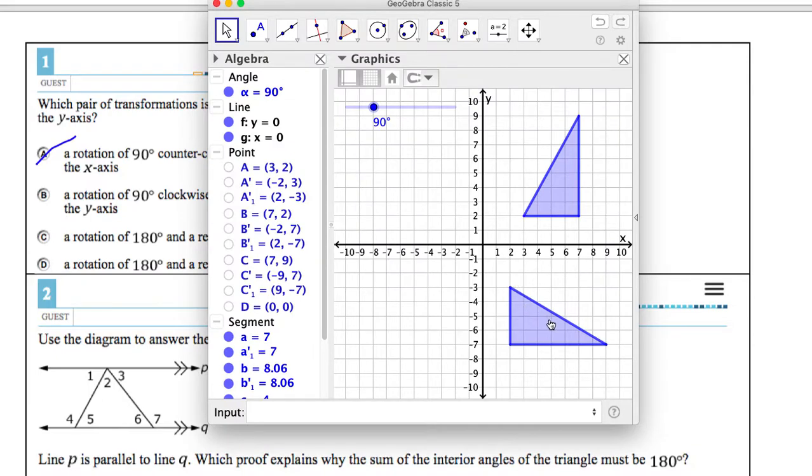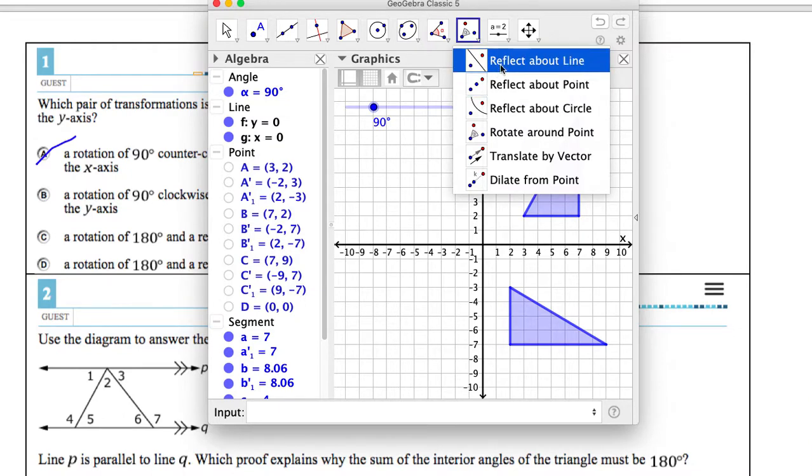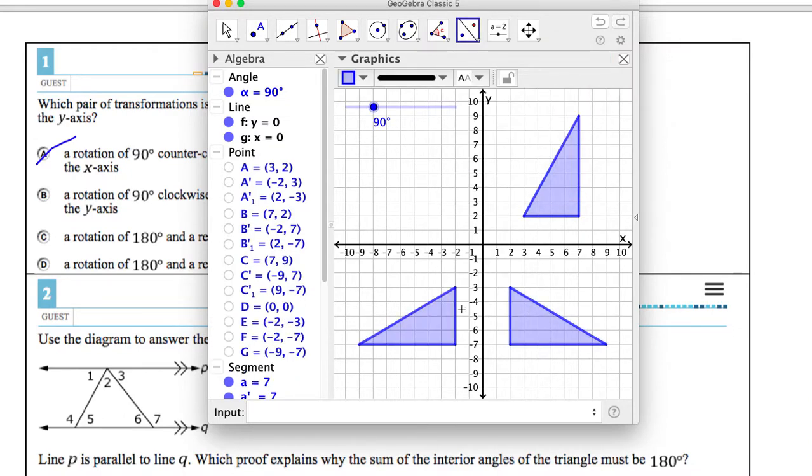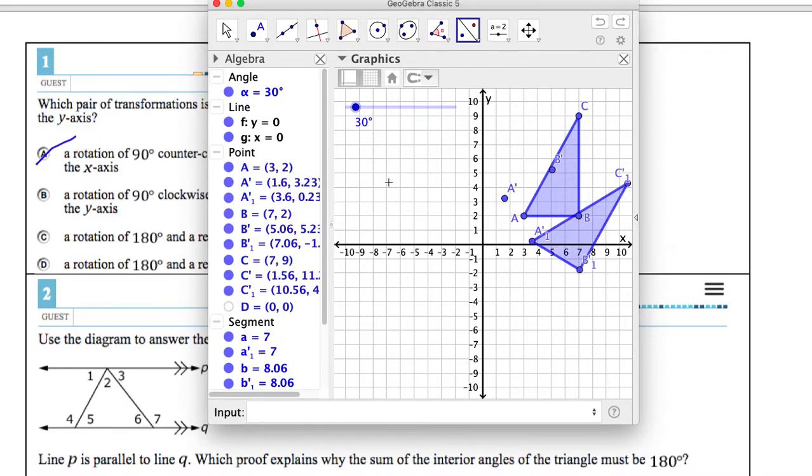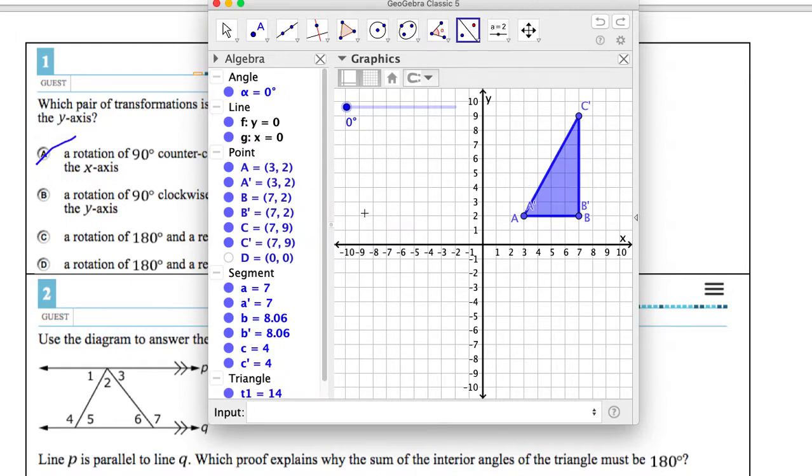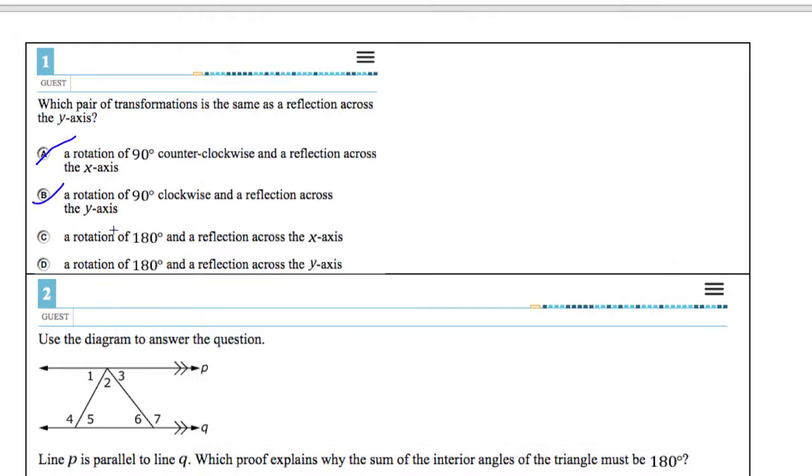A reflection across the y-axis is going to end up over here. You can see that just by reflecting this about the y-axis, it's going to end over here. Again, we want to have something that ends up right there. Alright, so far that did not work. So it's not B, a rotation of 180 degrees and a reflection across the x-axis.